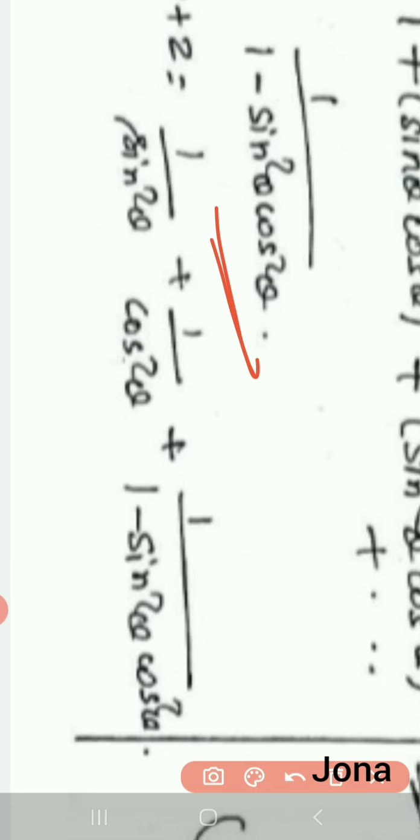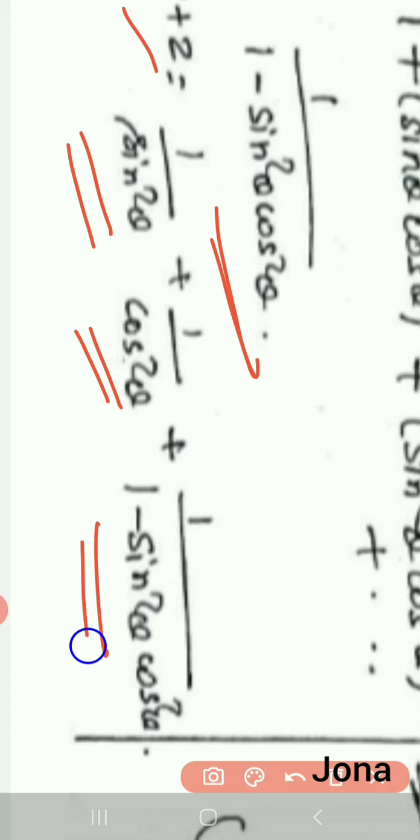Now we got the values of x, y and z. Okay, we want to prove xyz equal to x plus y plus z. Let me take x plus y plus z: x is 1 by sin square theta, plus y is 1 by cos square theta, plus z is 1 by 1 minus sin square theta cos square theta.